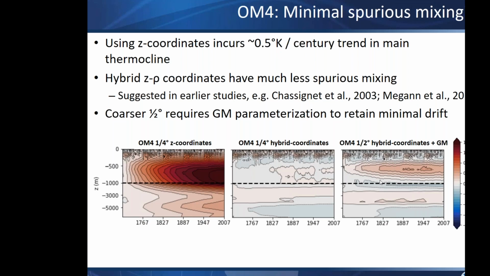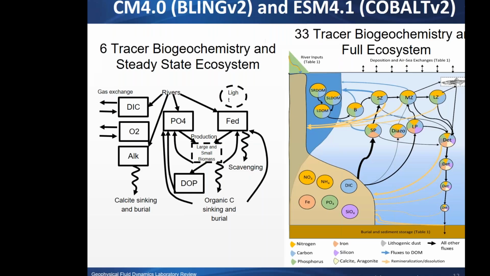As we went to the Earth system model, where we were adding lots of biogeochemical tracers, we reduced the spatial resolution, but added parameterizations along the lines suggested by Gent and McWilliams in order to maintain a minimal drift. Now, within our coupled model, we do have a very simple Earth system model that we use to predict chlorophyll mostly. And it sort of works with only 6 biogeochemical tracers.